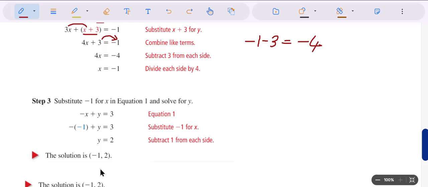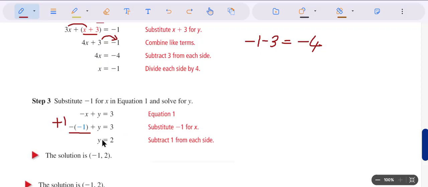Then that we can substitute in one of the equations. So here I have taken the first equation itself. So negative x plus y equal to 3. So x value we can substitute as -1. So negative of -1 becomes +1. This becomes +1 plus y equal to 3.